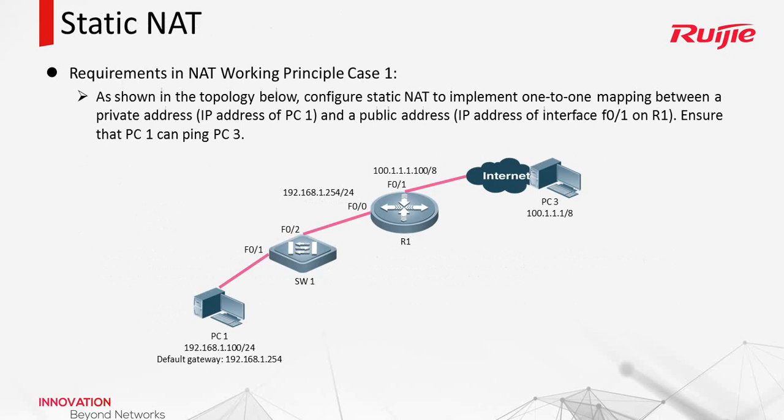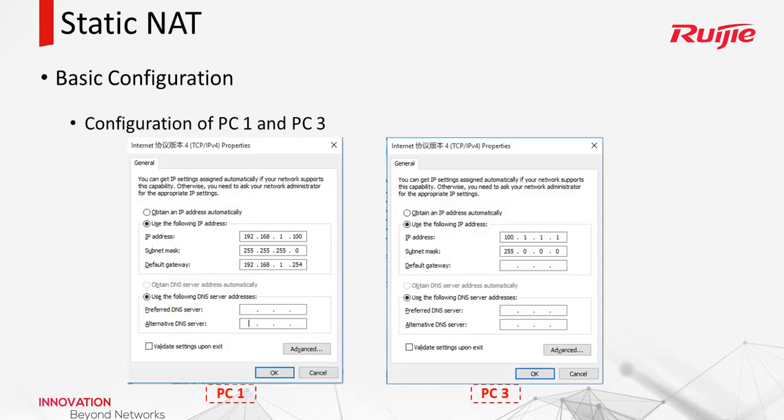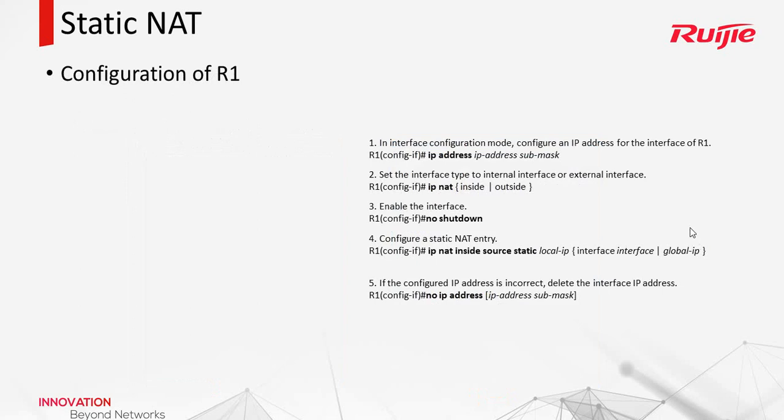Now let us see case 1. Here we have a PC1 and the gateway is router 1. Now this is the internet. We need to have PC1 translate its private IP address to a public IP address, then access the internet. First, we need to configure the IP address for them. Then, these are the steps for static NAT.